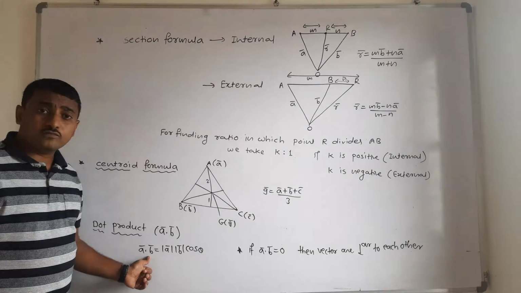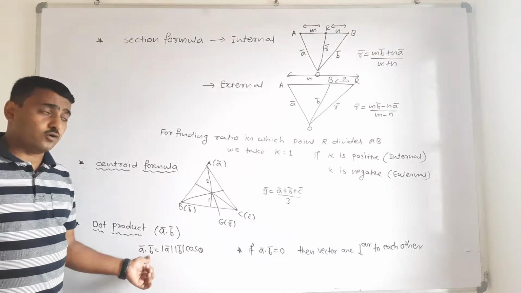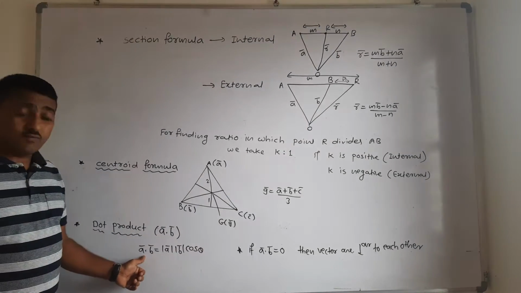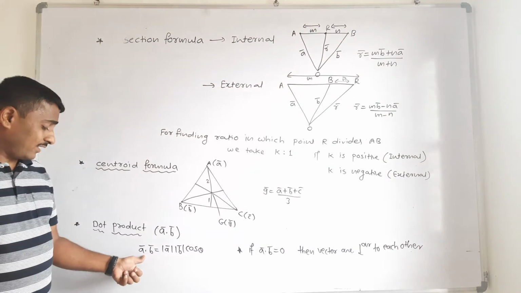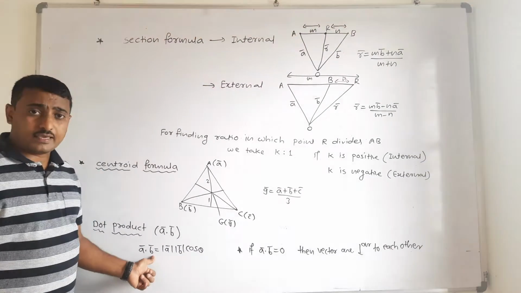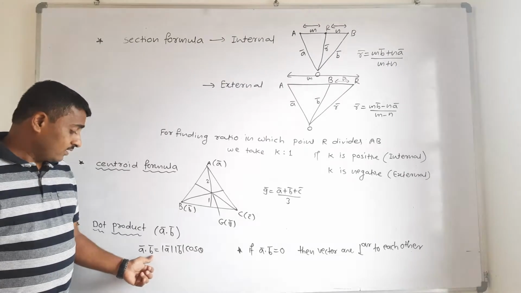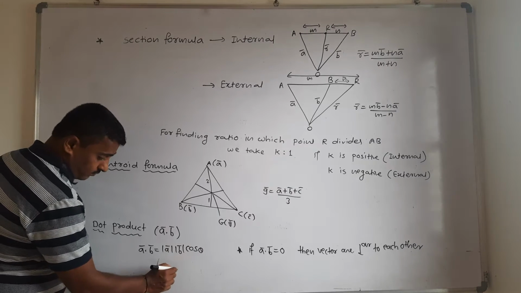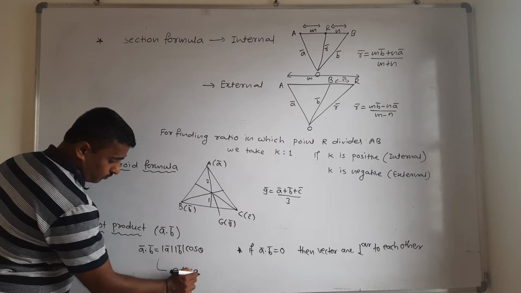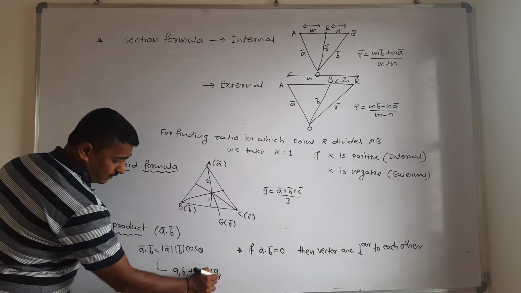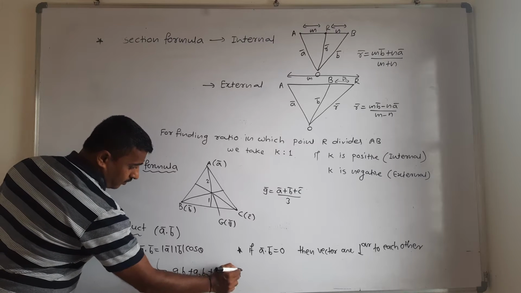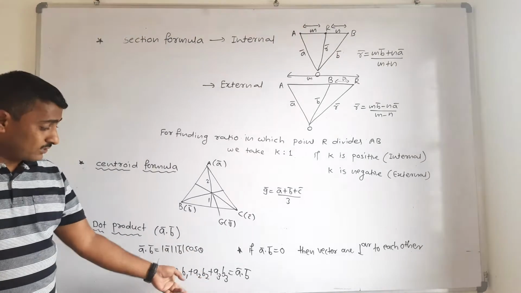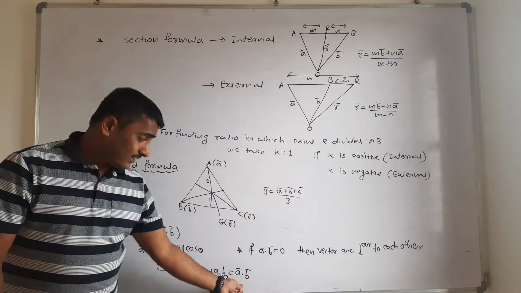Now one more definition for dot product is just multiplication of coefficients. If it is in component format, that is A1 i cap plus A2 j cap plus A3 k cap, and B bar is B1 i cap plus B2 j cap plus B3 k cap, then A1 B1 plus A2 B2 plus A3 B3 is just multiplication of coefficients. This is nothing but again a dot product of two vectors. If component format, then multiplication of coefficients is nothing but dot product. Dot product is a scalar quantity.